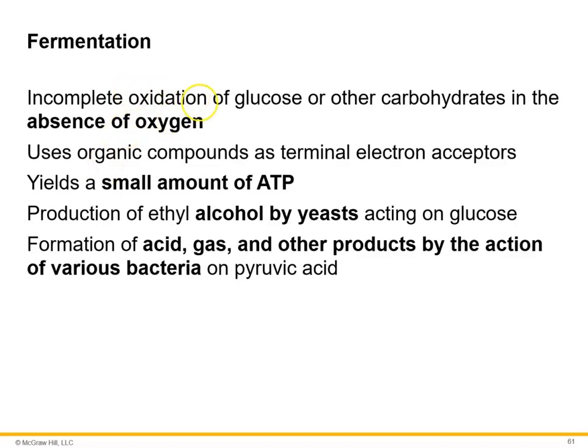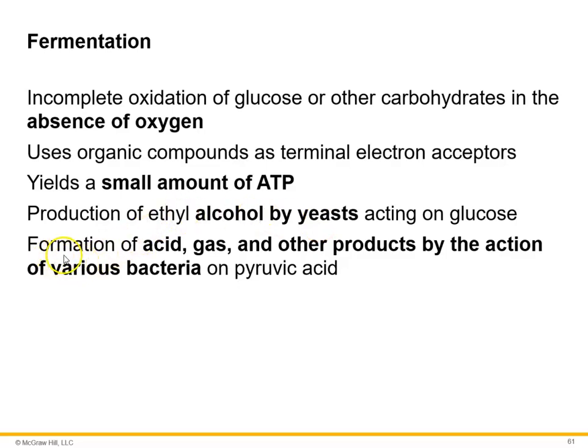And we will do some biochemical tests on organisms later on in this course. And one of the tests we'll do is see if they ferment glucose. Fermentation is going to yield a very small amount of ATP. Some yeasts acting on glucose, some microorganisms that act on glucose can produce alcohol as a byproduct. And this is essentially how we brew beer.